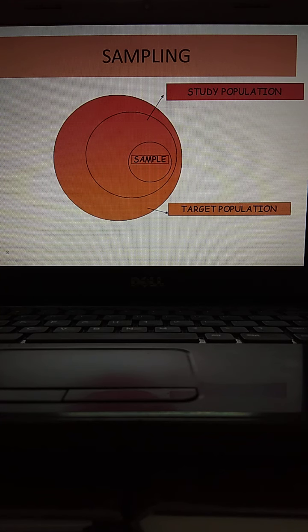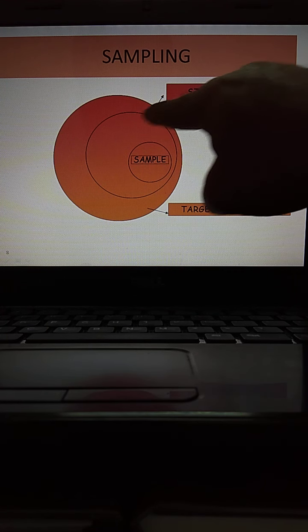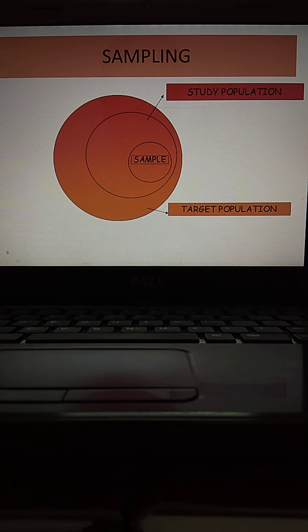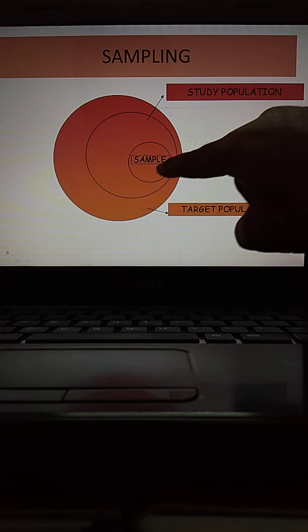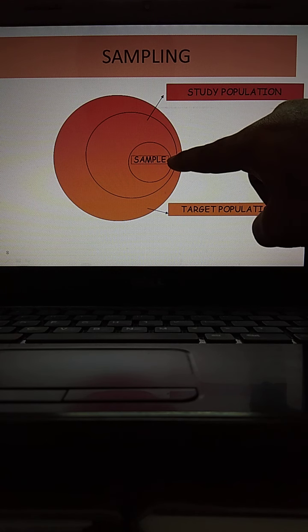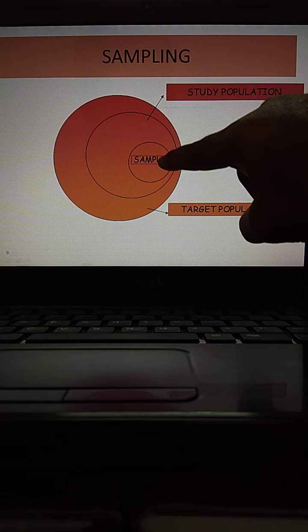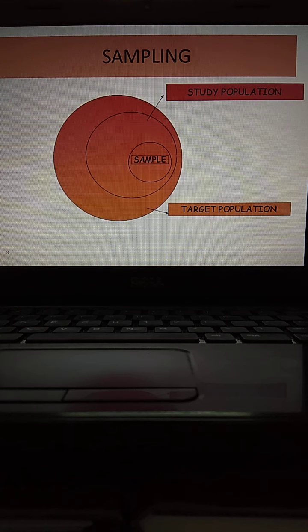So the entire sampling methods and techniques are shown in this wonderful picture. Let us suppose that this big circle is the population under study. So you are studying this population. For that, you just pick the sample from this circle. You conduct the studies, get the results, but you generalize those results to this bigger circle. Understand? So what do you call this? The target population.